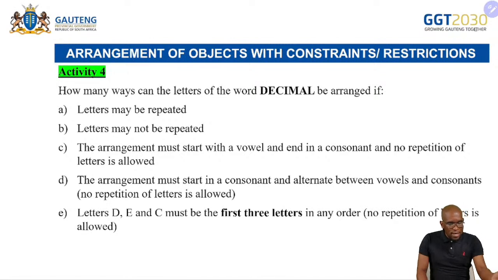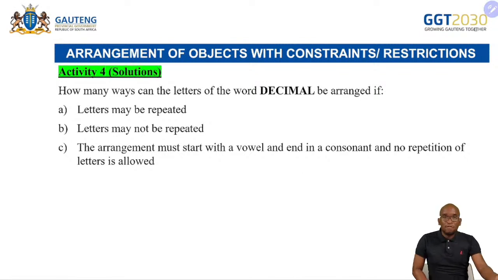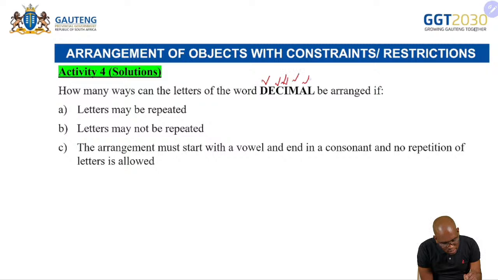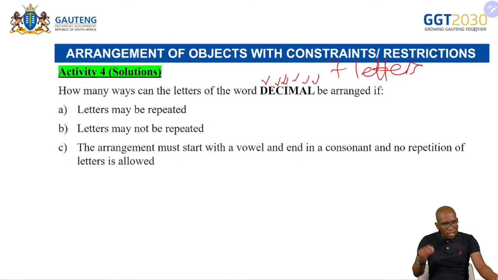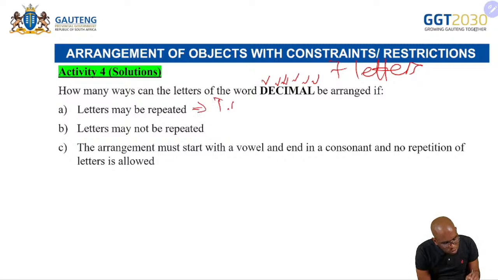Right, how many ways can letters of the word decimal be arranged if the letters may be repeated? What I tried to do is I have my solutions this side. We have 1, 2, 3, 4, 5, 6, 7. We have 7 letters. So if the letters may be repeated, our total arrangement would be, remember we have 7 letters.